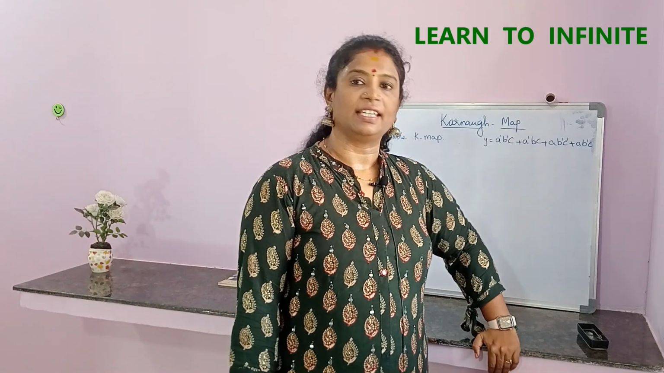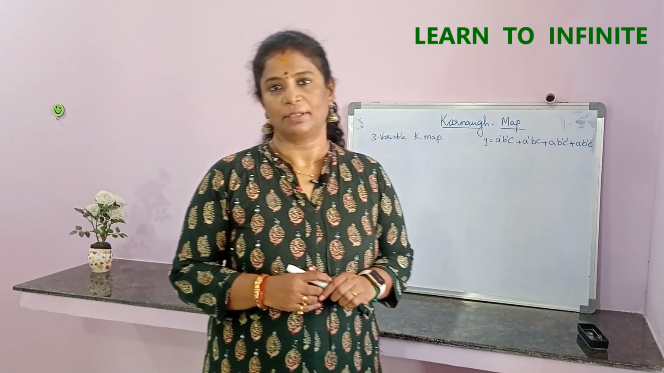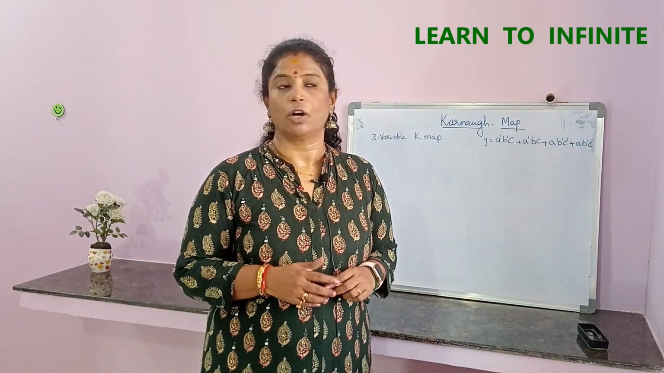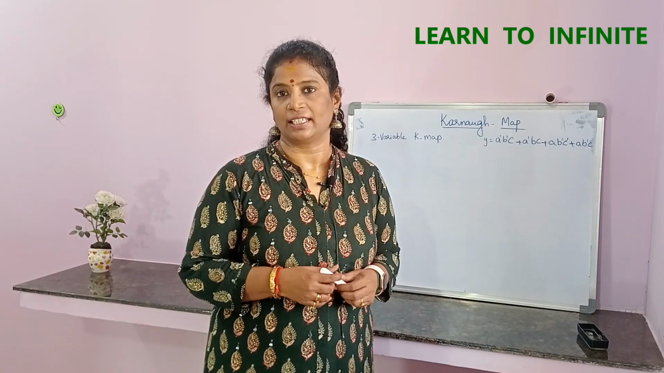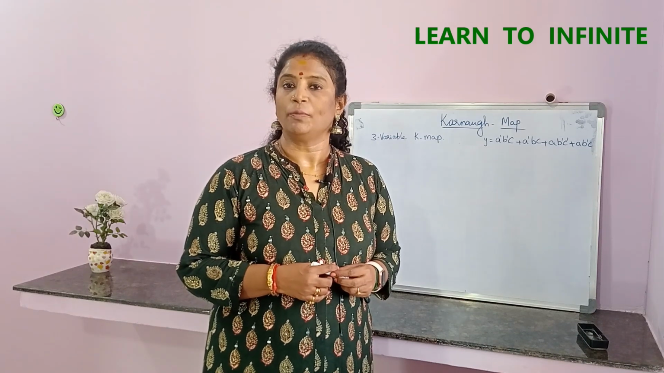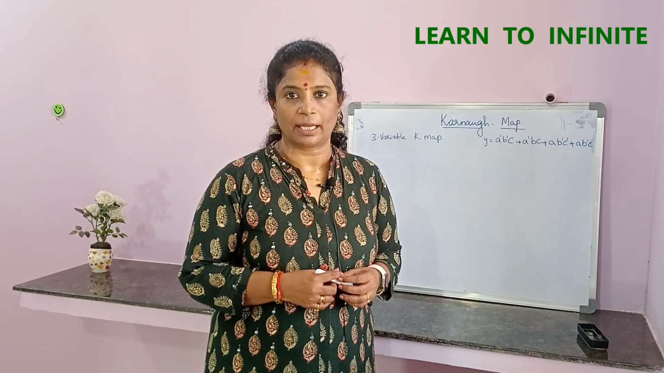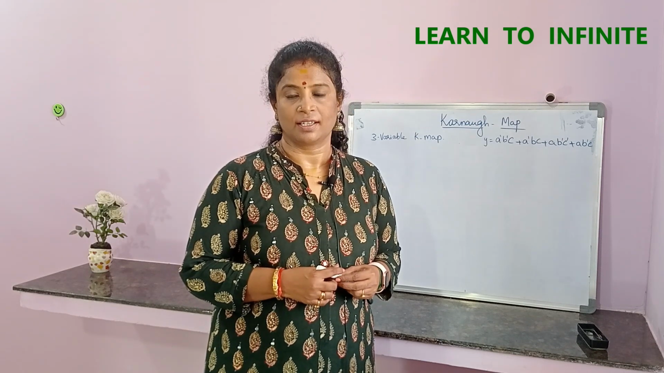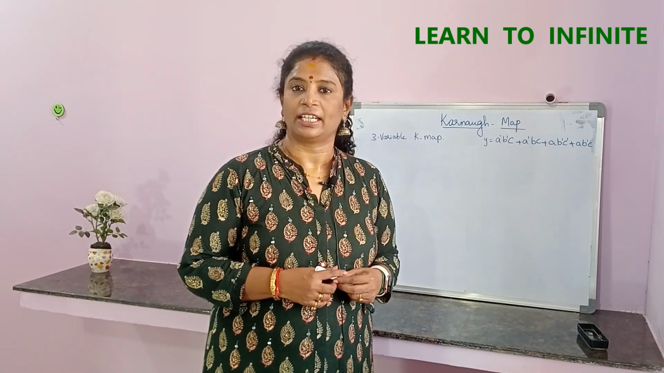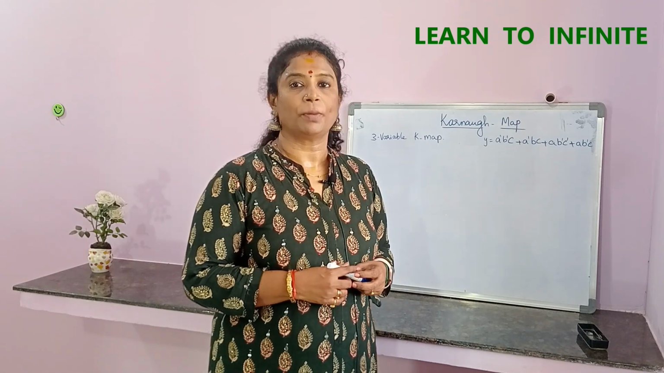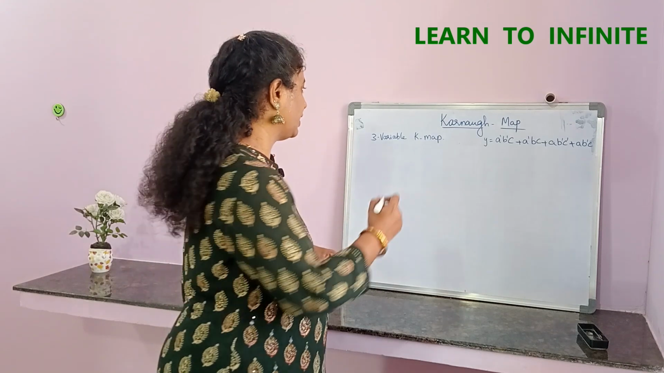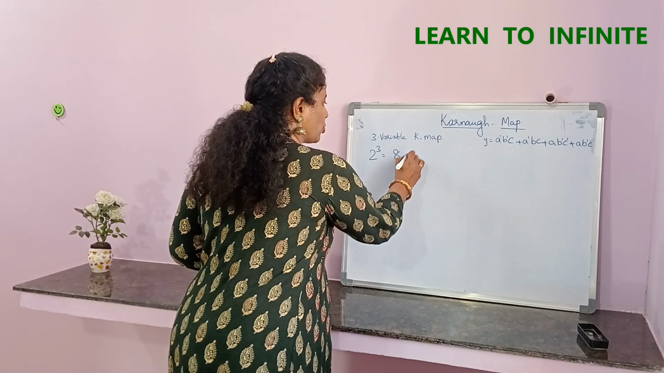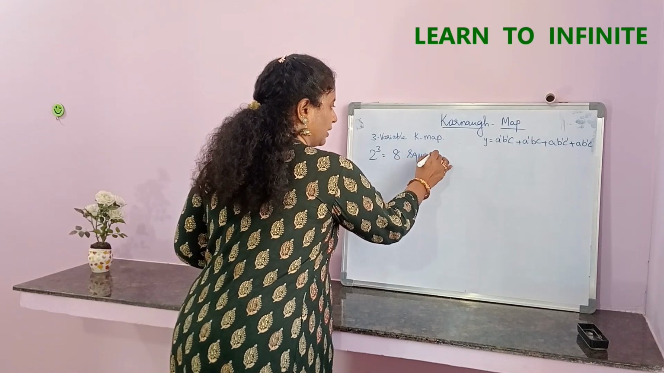First we will see the template of a three variable K-map. In the previous video I told you how to formulate the K-map template. How many squares should be there in the K-map? It is 2 power n, where n is the total number of variables. Today we are going to see a three variable K-map, so it is 2 power 3. So totally 8 squares will be there, right?